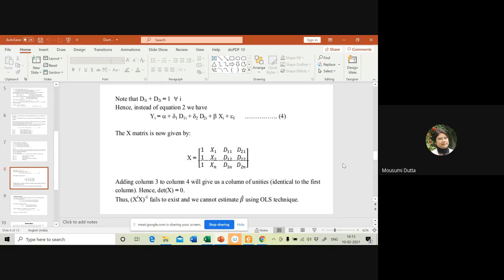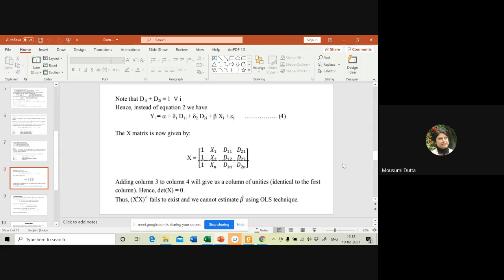Now, if I add columns 3 and 4, in that case, the value is equal to 1 because the binary categories are mutually exclusive. So D1I plus D2I is equal to 1. So what we will find is that the first column, the column we have for the intercept term, 1, 1, 1, 1, 1, will be similar to that of D1I plus D2I. And in that case, we will face the problem of singularity.